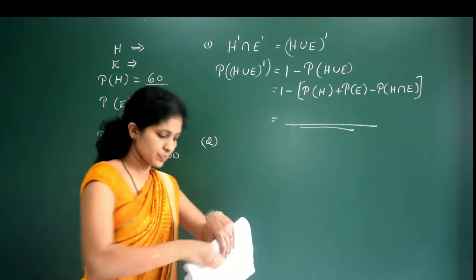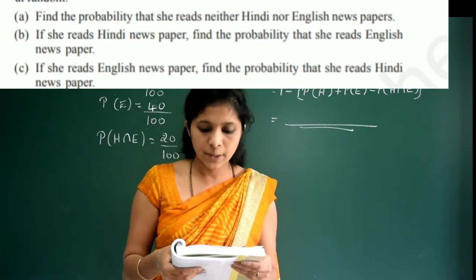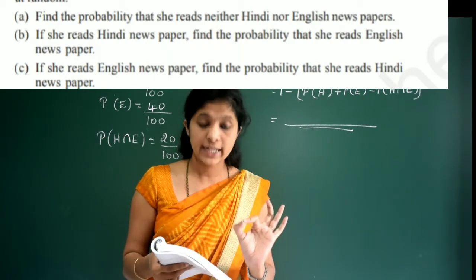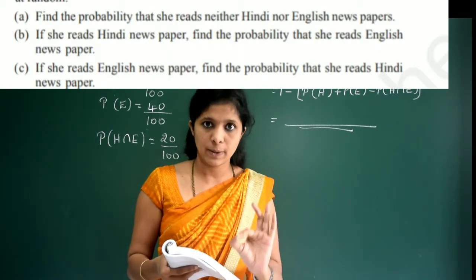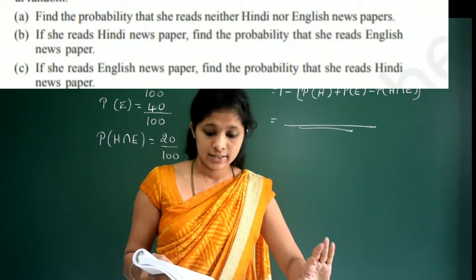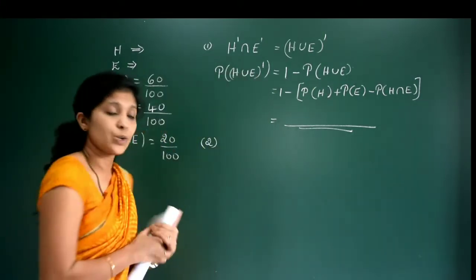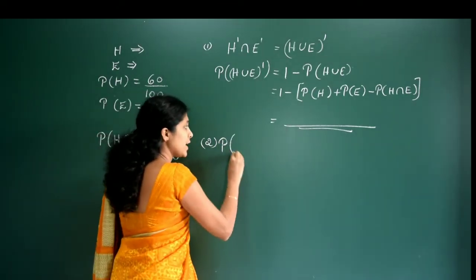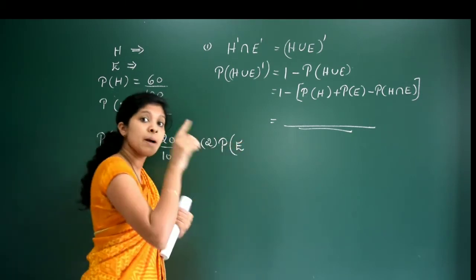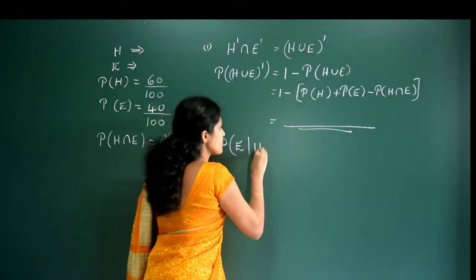Second question is this one. If she reads Hindi newspaper, find the probability that she reads English newspaper. Try to understand the question. It is given that she reads Hindi newspaper. That means one event is done, right? Now you are finding the probability that she reads English newspaper. Is it clear what you have to find? Probability of English newspaper, but already she is reading Hindi newspaper. That is done. So that means P of E by H.